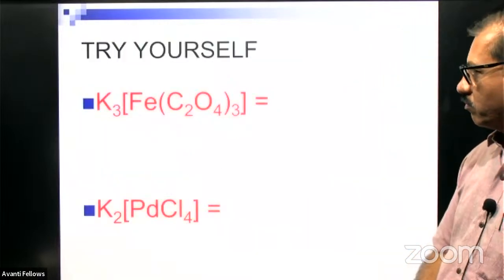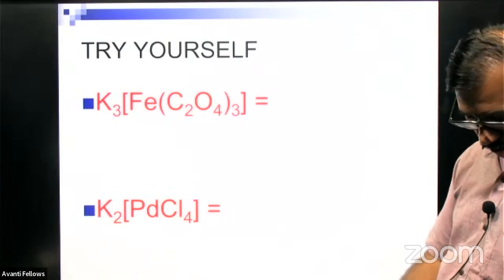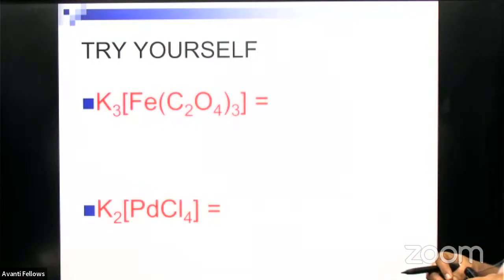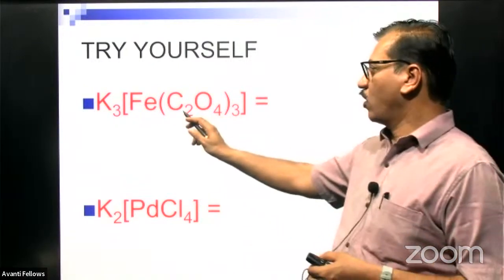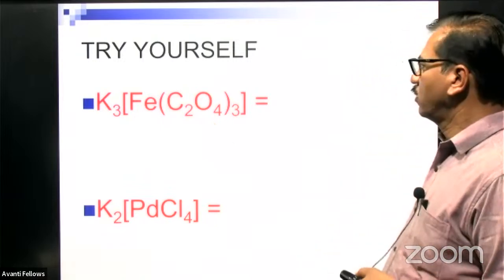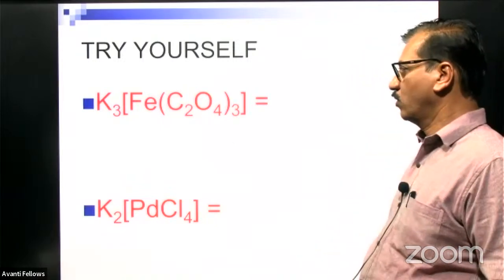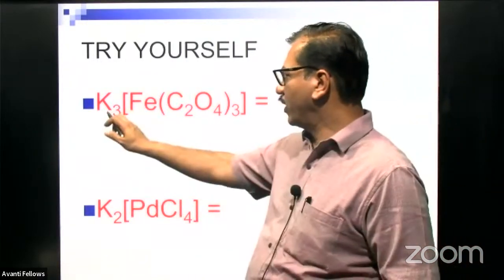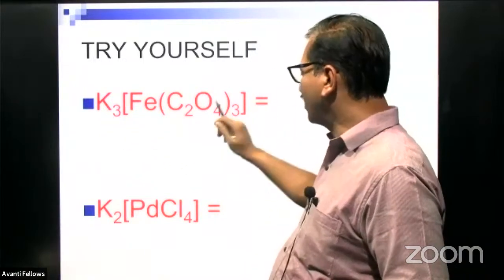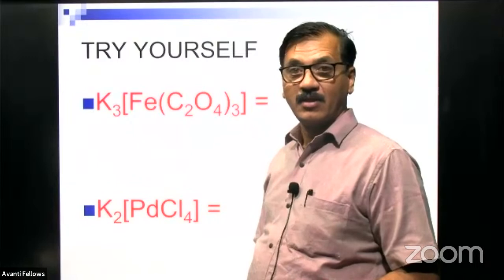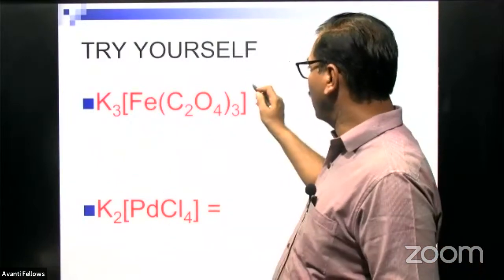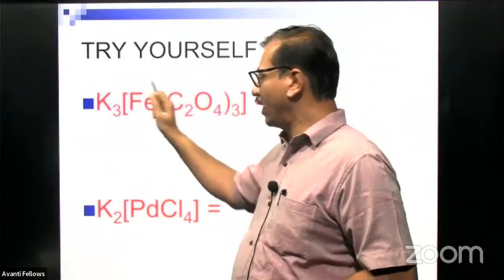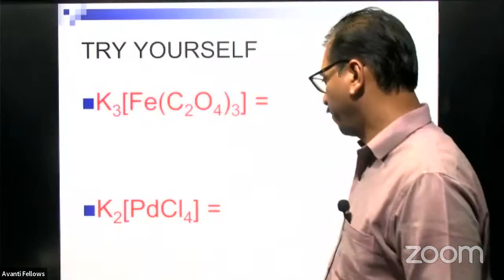Now, try yourself. This is the oxalate ion, C2O4. C2O4 is oxalate. Trioxalato, potassium trioxalato ferrate. Why ferrate? Because it has a negative charge. The counter ion is a cation, so if the complex is an anion, then we should use ferrate.